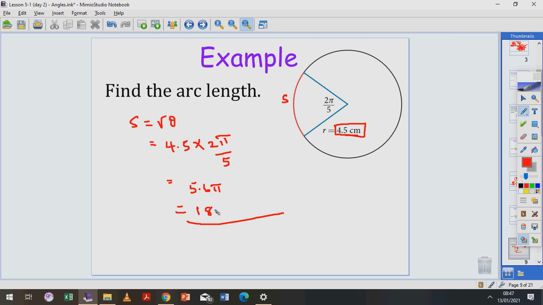Yes, Micah? Why is there pi? Because this angle is already in radians, and the angle in radians is 2 pi out of 5. So I multiplied that angle by the radius, times 4.5. You get 5.65. Okay. Can everyone give me that answer as a decimal?